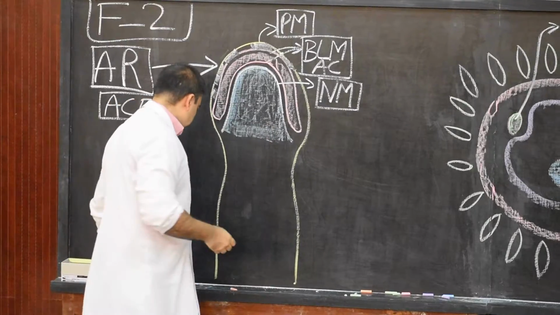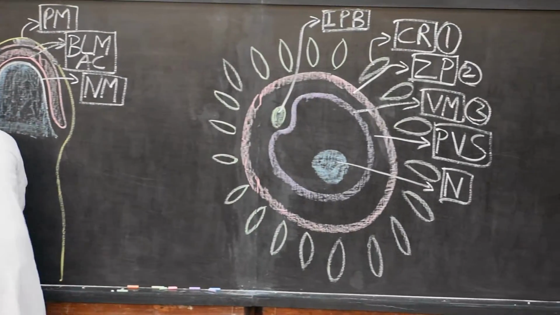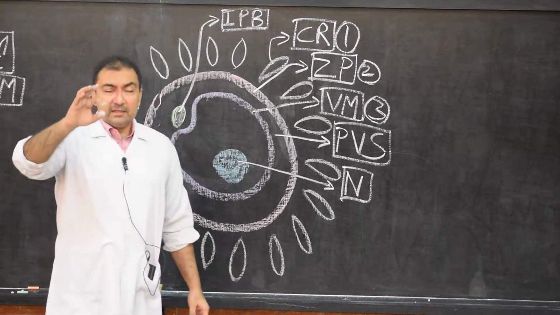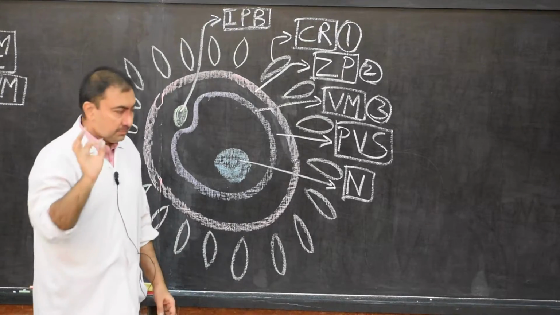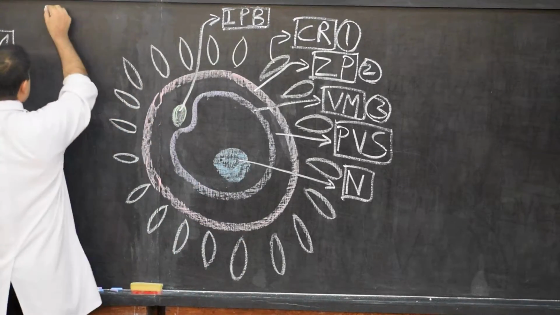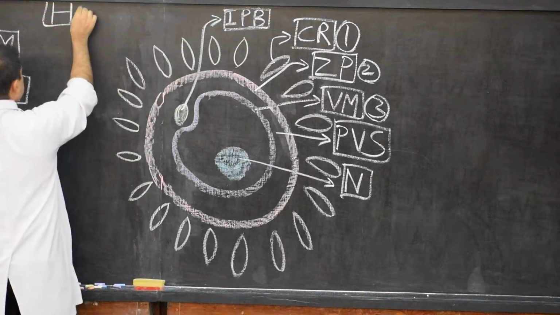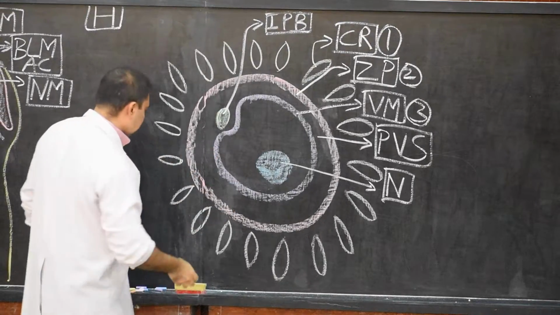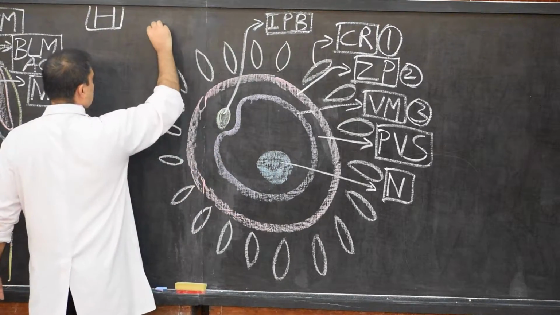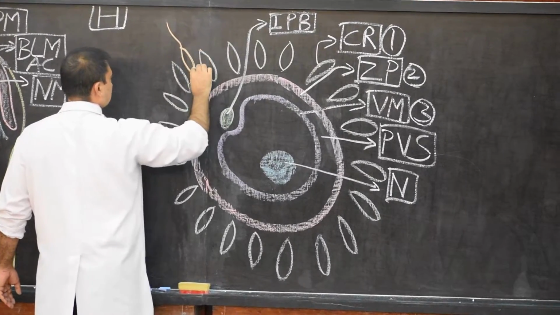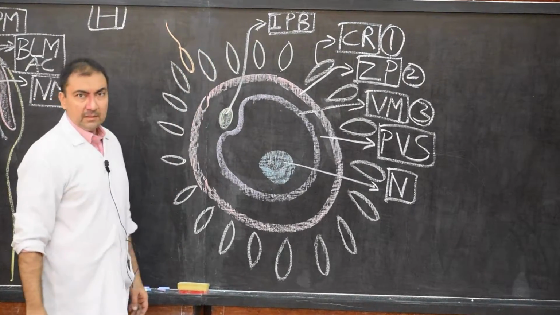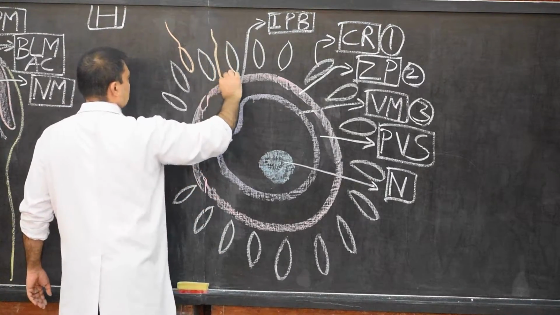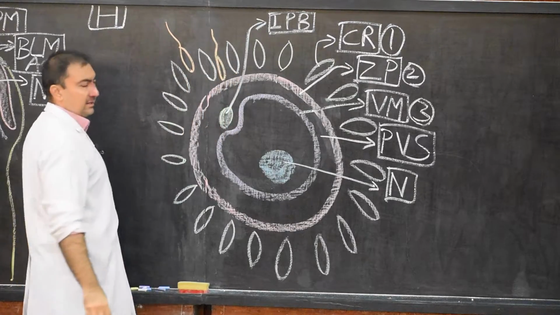For that, we need to come on this side. We will take some chalk here. So please come on this side. Now here there will be release of the first enzyme, hyaluronidase. Please note down hyaluronidase. So here I will simply mention hyaluronidase. This hyaluronidase will help in separating the corona radiata cells. So therefore, the spermatozoon, I will show it over here, will pass through the corona radiata cells.